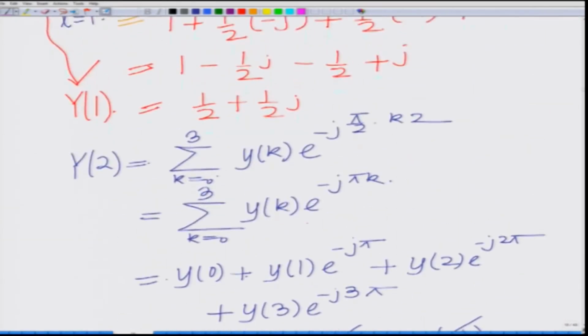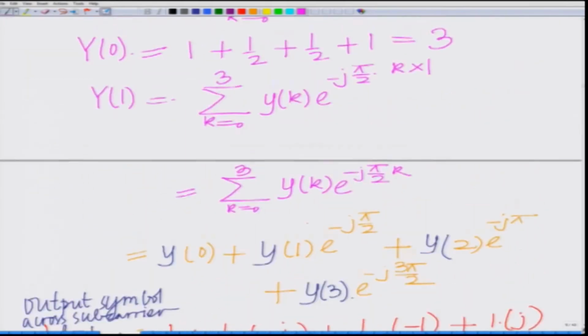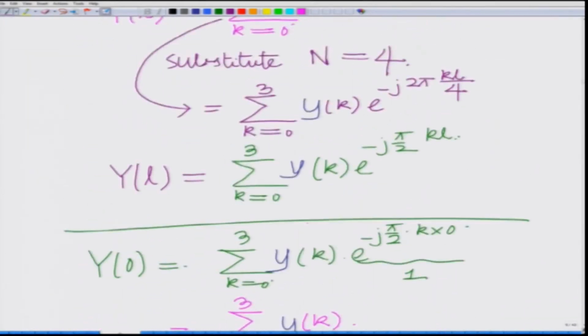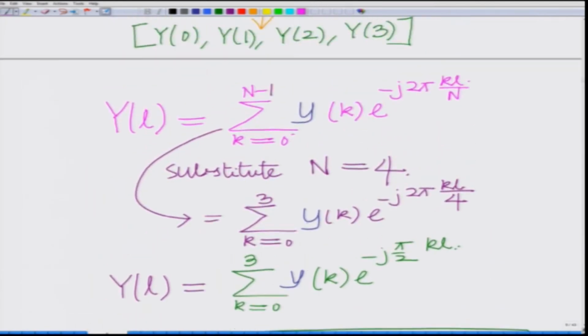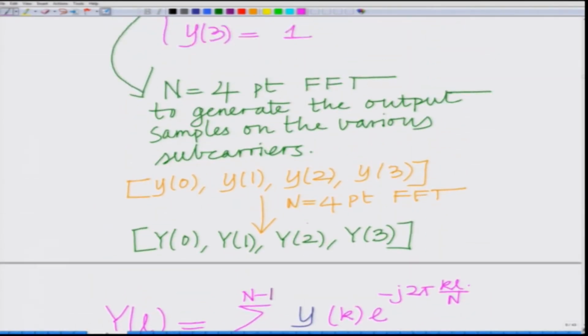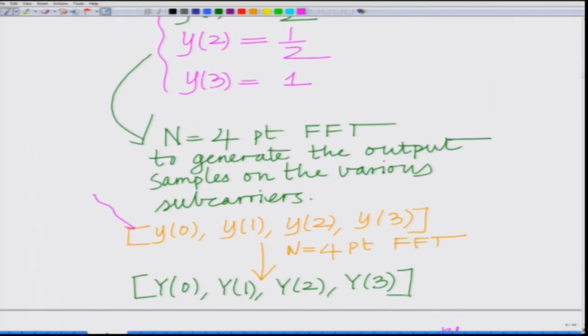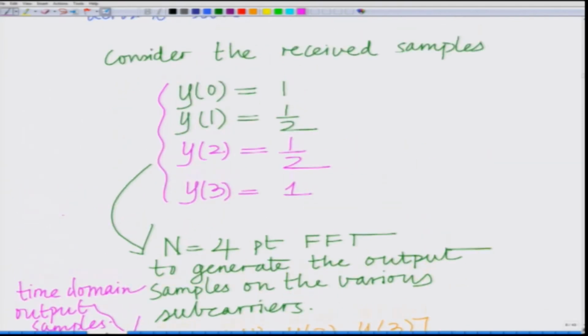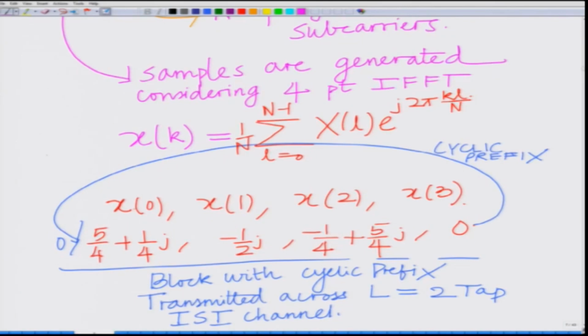Just to check for typographical errors above, I am replacing all the small x's by the small y's, which are the time domain output samples. Just to clarify once again, because there seems to be some confusion: these small y's are the time domain output samples, and the small x's are the time domain input samples. I hope that aspect is clear.